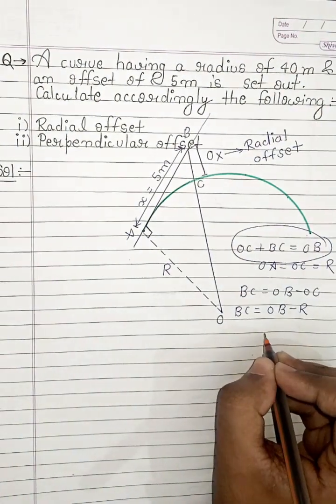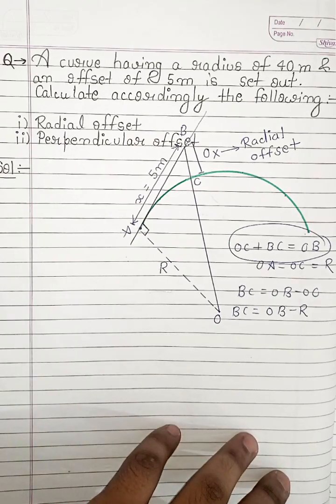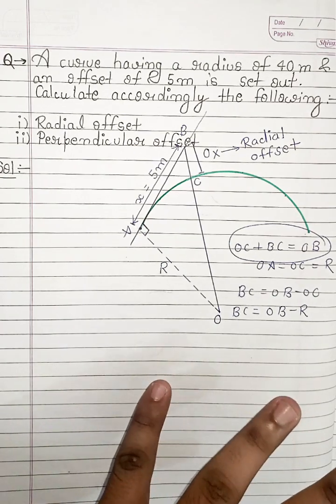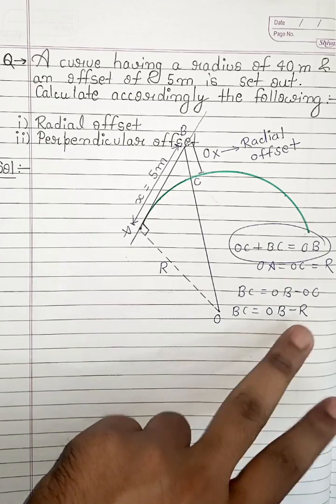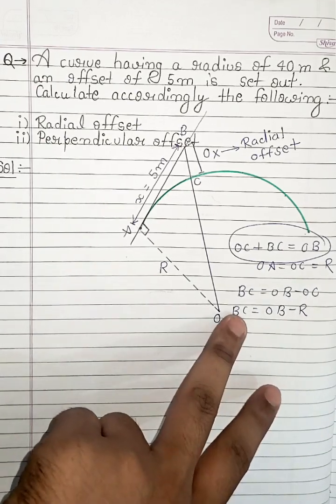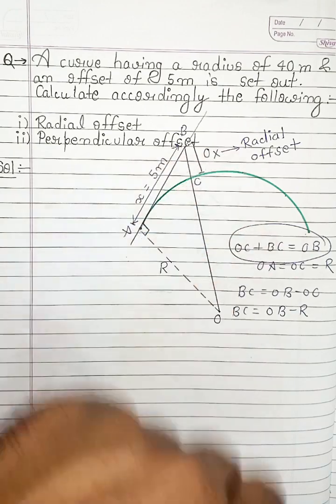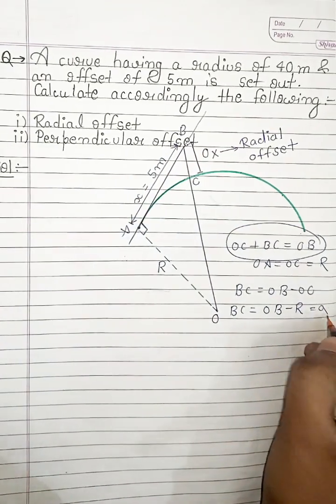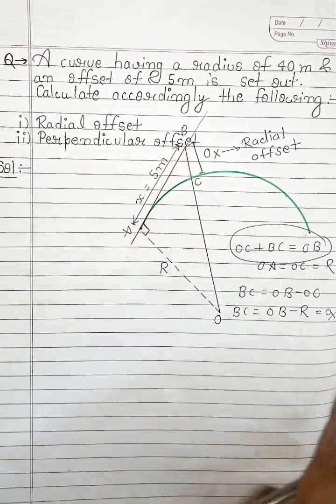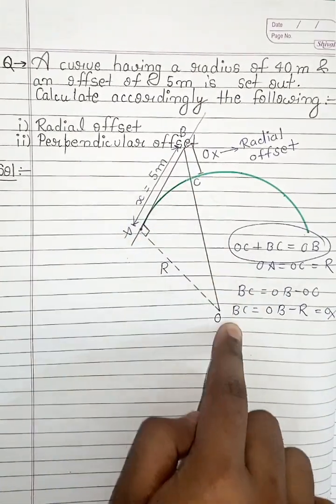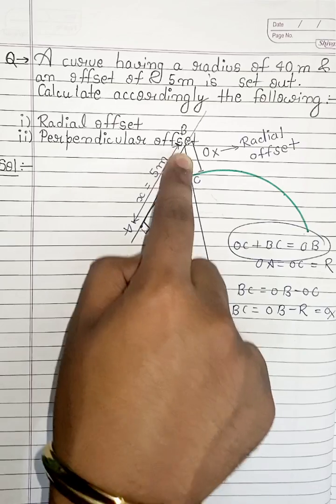Now tell me, what is OB? OB is not known to us. For the time being, we have to estimate OB, because if we are able to estimate OB, R is known to us, so we can calculate BC, that is the OX, that is only the radial offset. Now, please refer to the triangle OAB.